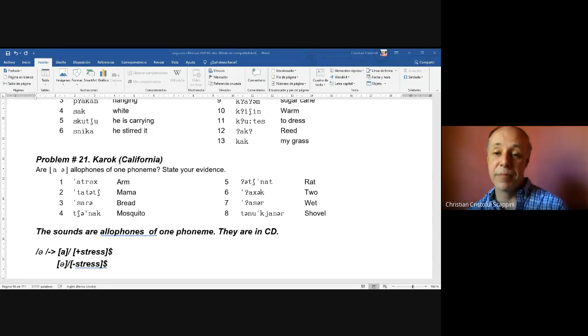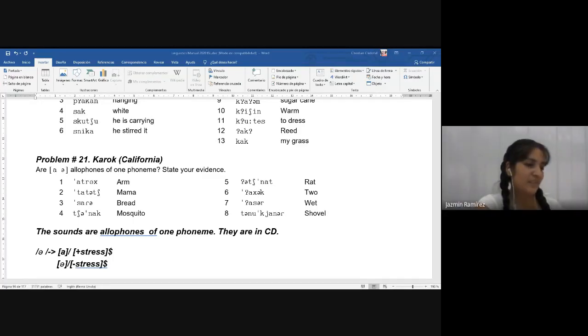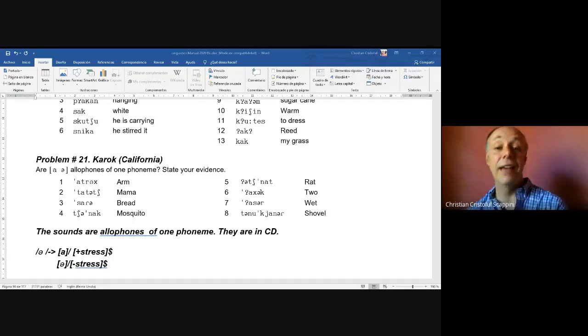Jasmine Ramirez. Yes. Could you explain the case of assimilation, please? Assimilation. Yes. Very good. First, we need to define what assimilation is.